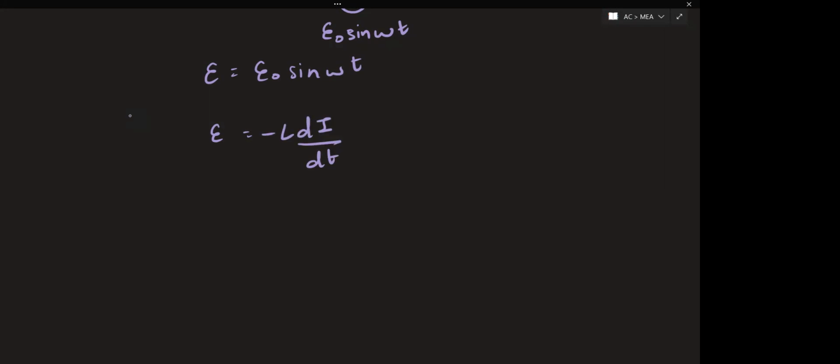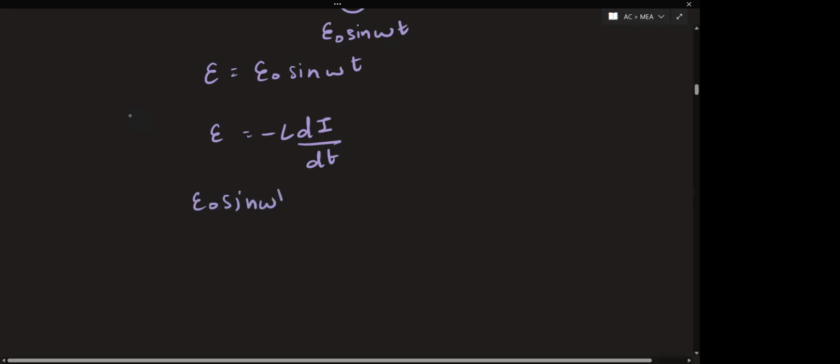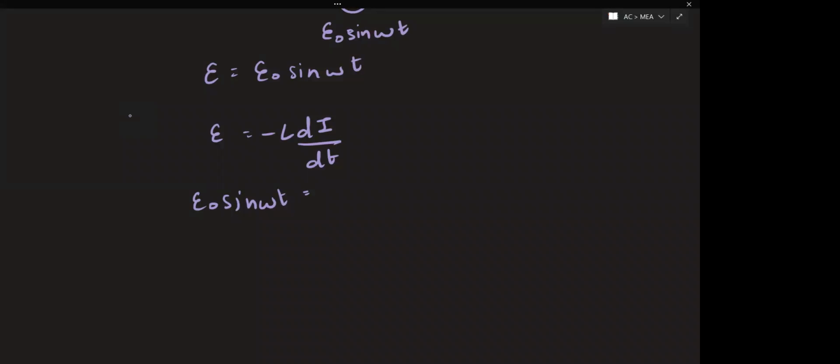So from here you can write E naught sine omega t is equal to L di over dt. You can omit the negative sign, because there is no resistance in the circuit, so we are just writing the magnitude. The negative sign is given by Lenz's law and just represents direction, so you can eliminate it. You can write it like this.